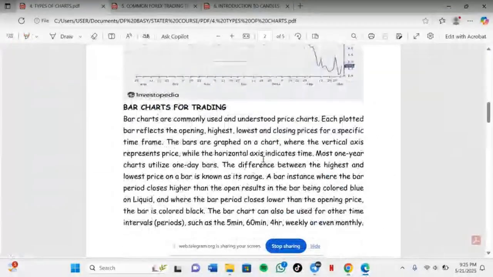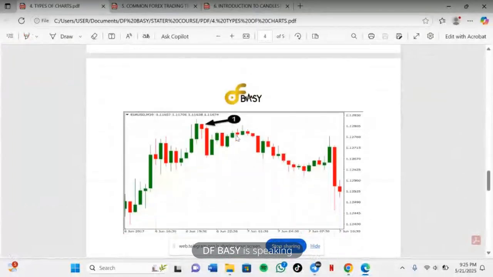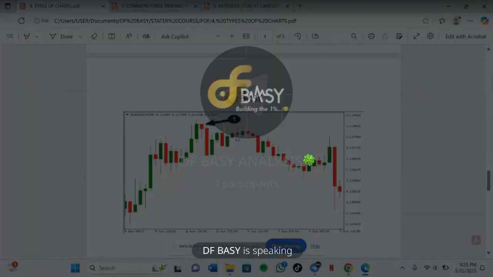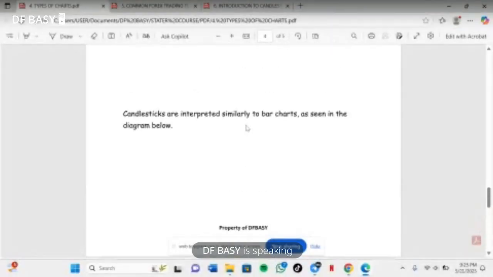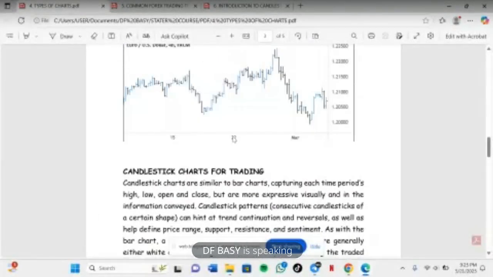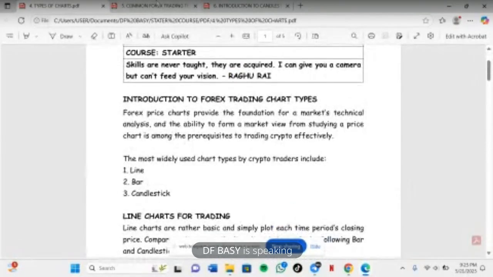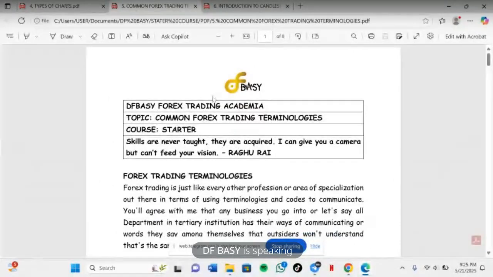So I've talked about the types of charts. Though there are some errors I found in this PDF which I'll need to correct, and I'll upload it on the drive, right? So once I'm done with that, I'll drop it for you guys. So now I'm going back to the topic of today: common forex terminologies.